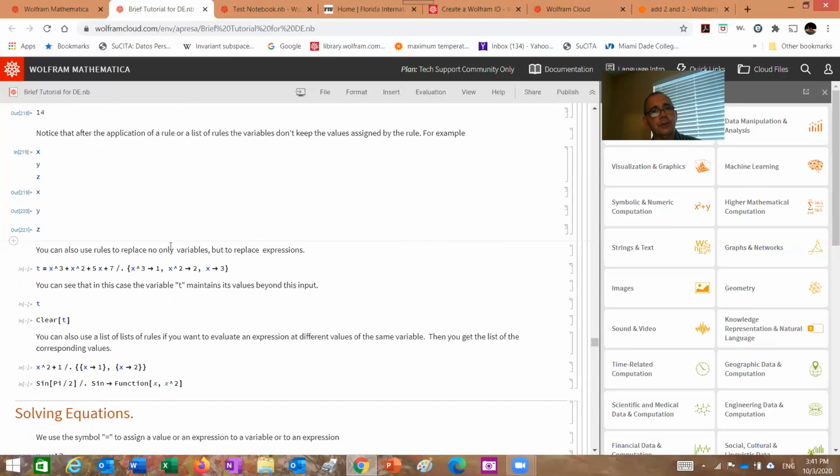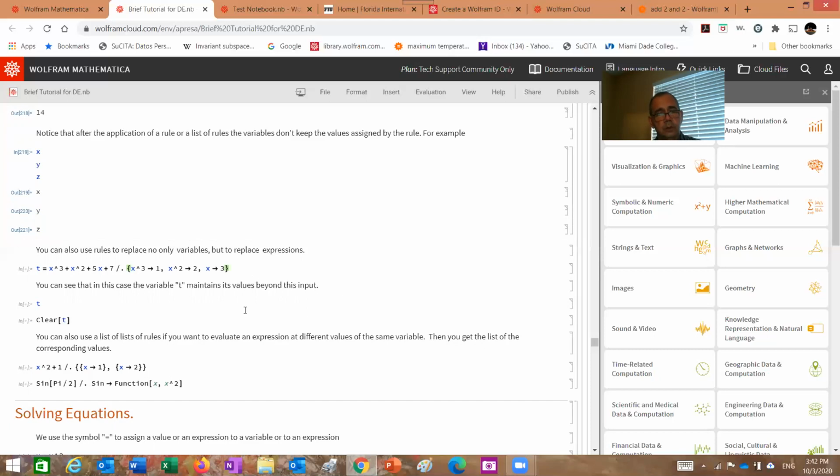We can also use rules to replace not only variables, but whole expressions in a given algebraic expression. For example, you have that t is equal to x raised to the third plus x raised to the second plus 5x plus 7. And then this symbol, the slash and the dot, means that you are going to replace all according to this rule. Whenever the expression x to the third appears, you're going to replace it by 1. Whenever the x to the second appears, you're going to replace it by 2. And whenever the x appears, you're going to replace it by 3.